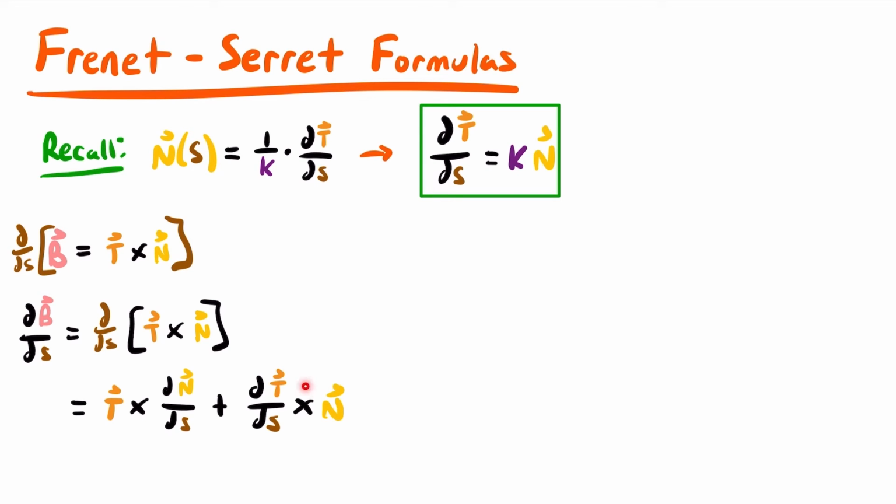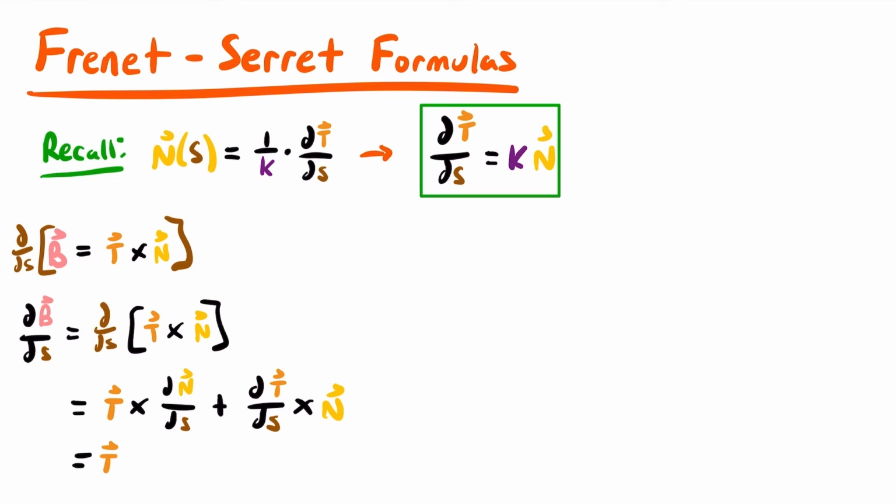All right, so we need to make some adjustments to this formula. We don't want to have these cross products in the formula for dB/ds. And so the first thing that we can do here, notice that we have dT/ds, and we already know what that's equal to, right? We know that dT/ds is equal to the curvature k times the unit normal vector. So we can just straight up rewrite that here.